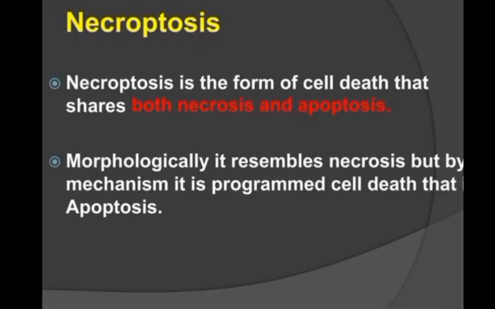First, necroptosis. Necroptosis is a form of cell death that shares features of both necrosis and apoptosis. Morphologically, it resembles necrosis, but in some mechanisms it follows apoptosis. Mostly, uncontrolled cell death follows necroptosis, but in some conditions apoptosis also takes place through necroptosis.